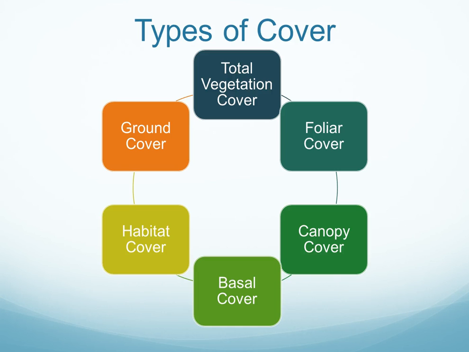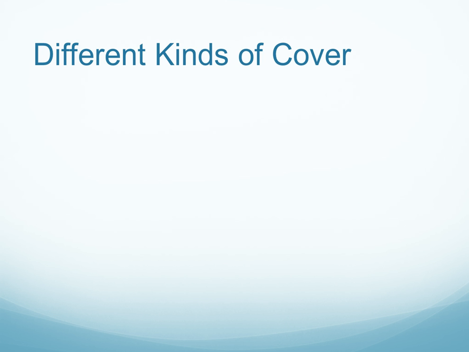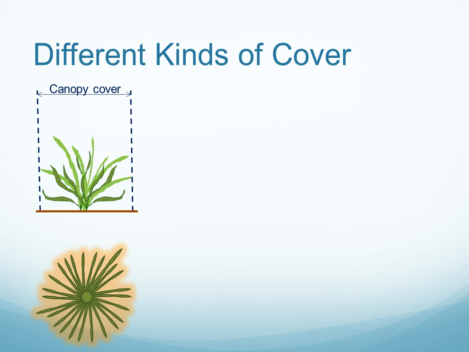First of all, there are several that are specific to plants. So foliar cover, canopy cover, basal cover, and total vegetation cover are all specific to plant or vegetation cover. Ground cover and habitat cover are different types of cover, and they are unique in their own definition and applications. Let's examine first canopy cover.